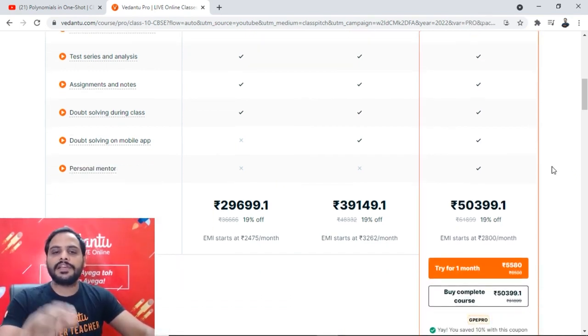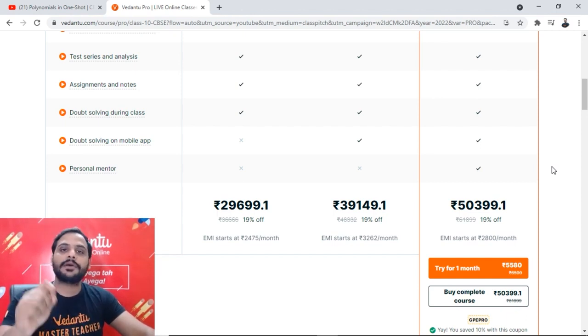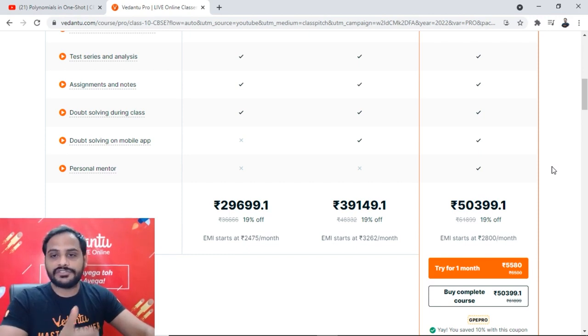And the next one is Pro Plus. In Pro Plus, you get the doubt solving on mobile app plus a personal mentor. You can think of a personal mentor as your teacher or your guide, supporter, motivator. They'll make sure you go through this whole journey very smoothly. Any doubt you have, academic or non-academic, you can always contact them and share your problems, and they'll be the first person to help you.